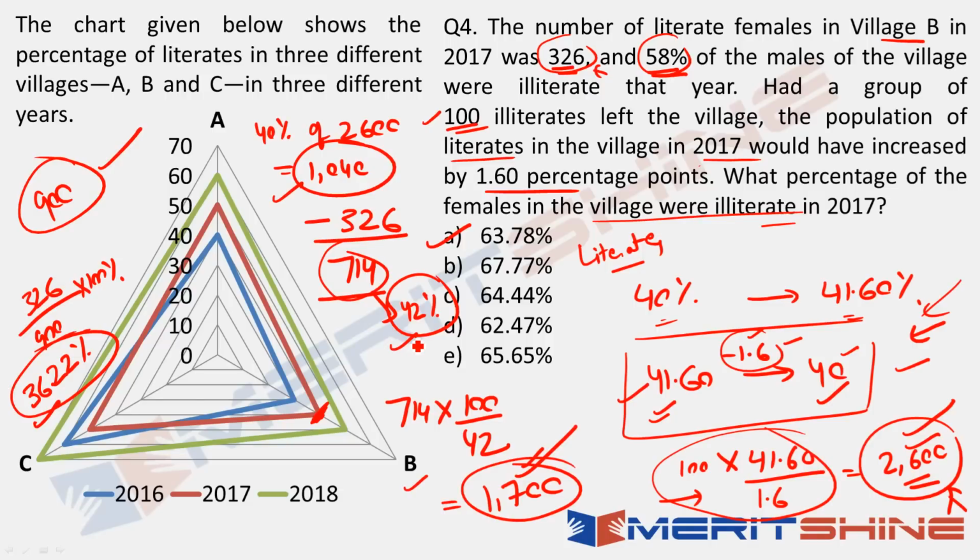So what is the total male population? You do this calculation, you arrive at 1700. So 1700 males out of a total population of 2600. So 900 females. Out of these 900, 326 are literate. So what is the percentage of literate? 36.22. You subtract it from 100, you get 63.78, which is the percentage of females in the village in 17 who were illiterate. So you got this answer like that.